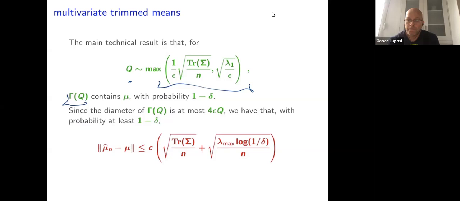Okay. So I don't have time to go to the proof of this, but this is again an empirical process type of proof to show that these slabs, the intersection of these slabs for the correct choice of Q, contains mu, contains the true mean. Okay. So that's the multivariate trimmed mean estimator.